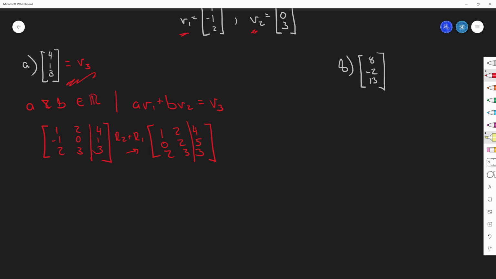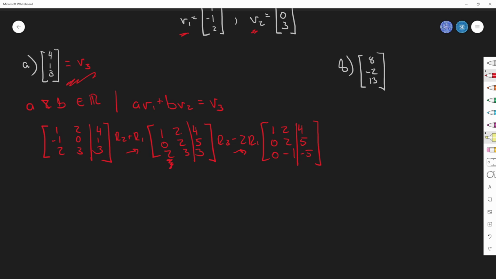And now we can get rid of this 2 simply by adding negative twice our row 1. So now the first two rows stay the same: 1, 2, 4, and 0, 2, 5. Then this would be 0, and this would be 2 times 2, which is negative 4 plus 3 equals negative 1. And then we have negative 8 plus 3, which is negative 5.